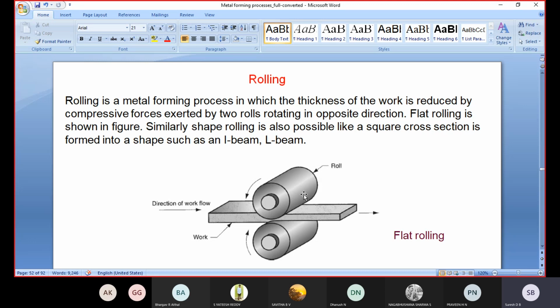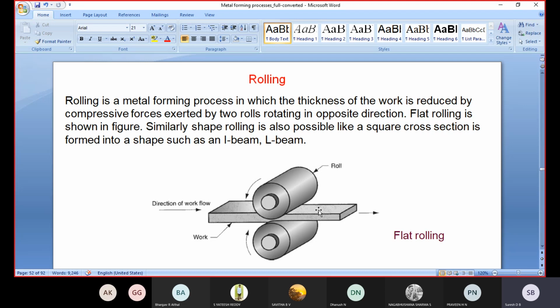Throughout the length and circumference of the roller the surface is flat. Due to the flatness of the rollers, the surface finish of the sheet is also flat. Like that the material is reduced in thickness. Here we can convert it to square, rectangular, L-shape and I-shape sheets also.